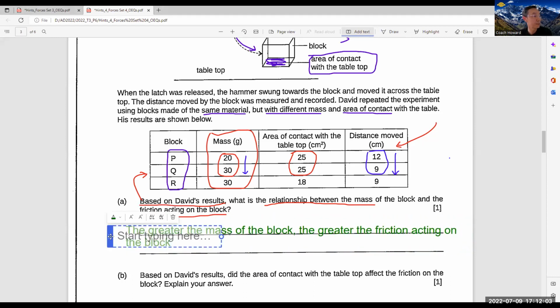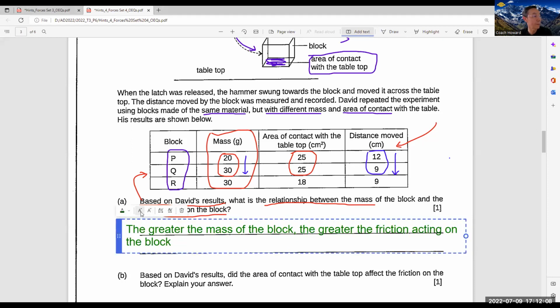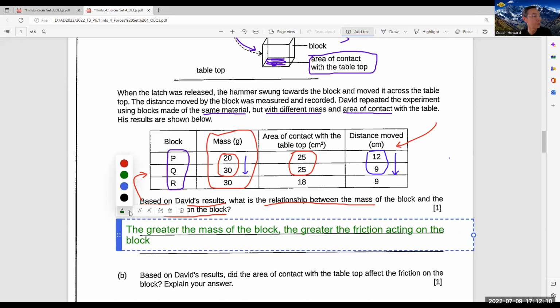Okay, this part. Let me make it smaller, too big. Change to red color. Okay.